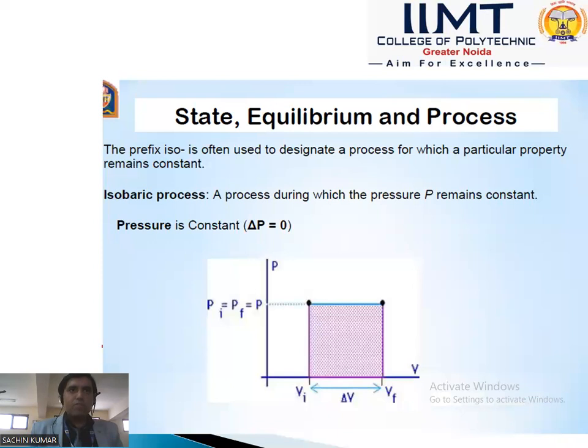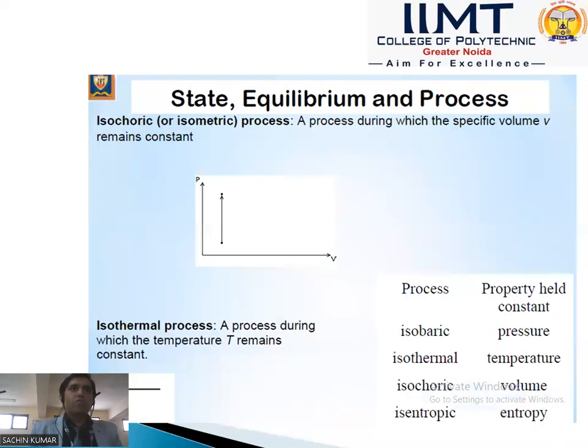Next we discuss the isochoric process. In case of an isochoric process, the specific volume, meaning volume, is constant. If volume is constant, delta V equals 0, so the work done of this process is equal to 0. We can see in the diagram it is only a vertical line, so the area is 0. So an isochoric process means specific volume is constant, and the work done in this process is 0.